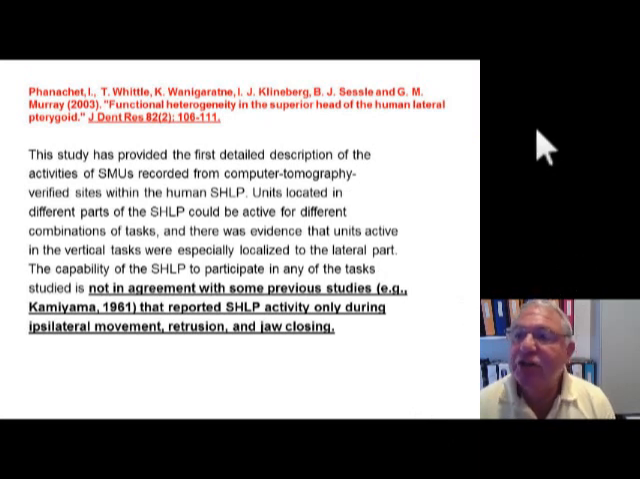Fanichet's study in 2003, which is a continuation of the collaborative effort of all these authors, points out that they're no longer in agreement with the reciprocal function of the superior head of the lateral pterygoid muscle. That's an important finding.